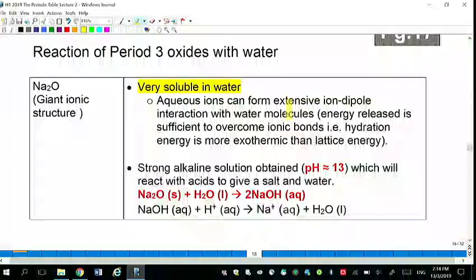with water molecules. Once you form an interaction, it will release energy. The energy is enough to overcome the ionic bonds, the electrostatic attraction between the oppositely charged ions. So that is why your sodium oxide can dissolve in water, to form sodium hydroxide. Sodium hydroxide is strongly alkaline, so the pH of the solution is 13. When you dissolve sodium oxide in aqueous solution, you will get a pH of 13.